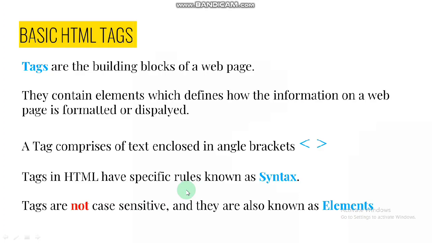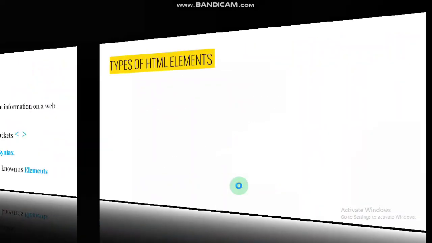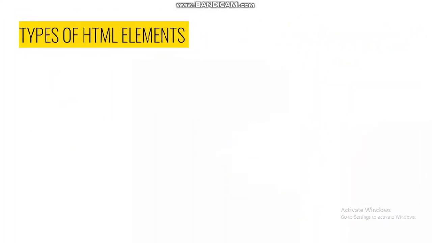Children, just now in our previous slides, we have written HTML tag in all capital letters. We can also write that in small letters. Since just now, you can see the last line which says tags are not case sensitive, means you can write it in any format and they are also known as elements. Now we shall see the types of HTML elements. They are basically two, container elements and then we have empty elements.